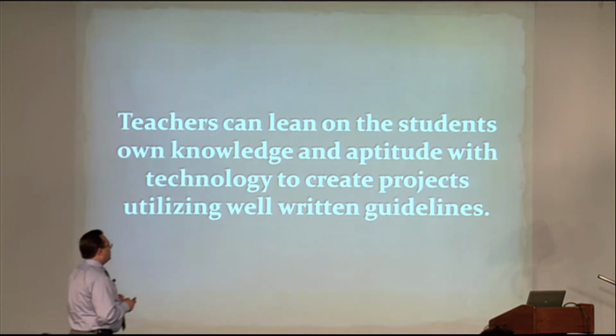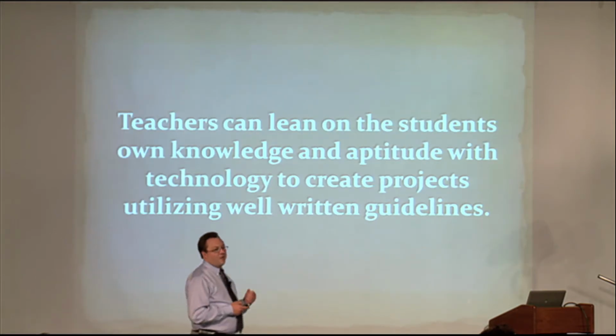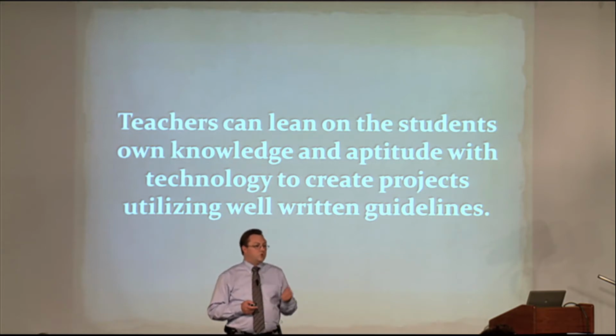So the first thing is you don't have to teach the tool. Students in many cases already know how to use one or more tools. You don't have to teach them how to use a presentation tool. You don't have to teach them how to use a video camera. In many cases, the students already know that portion of it. They just don't know the content, or they need a methodology of presenting the content.